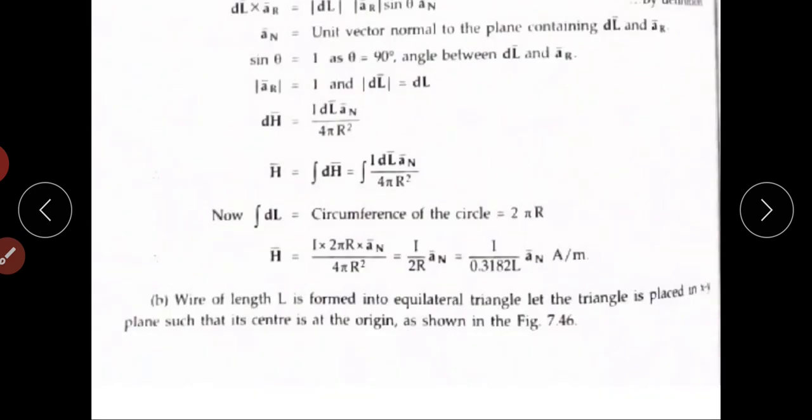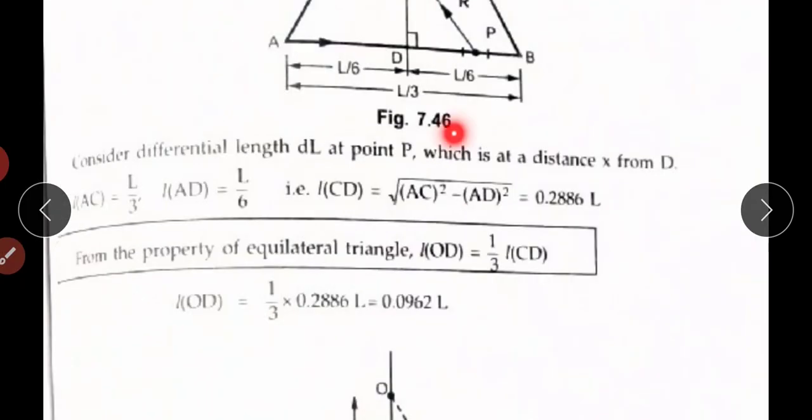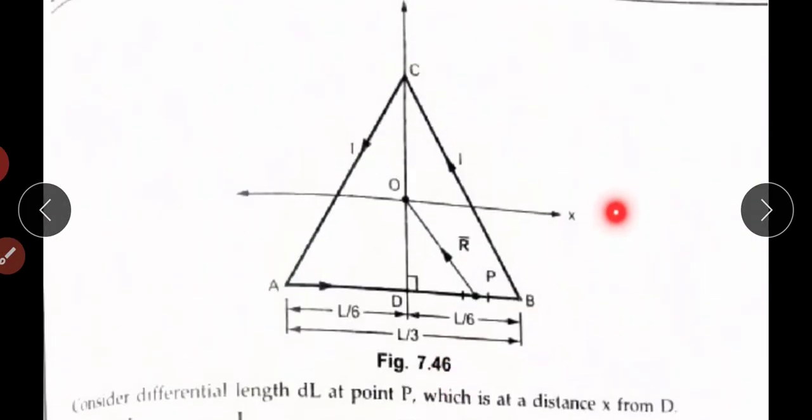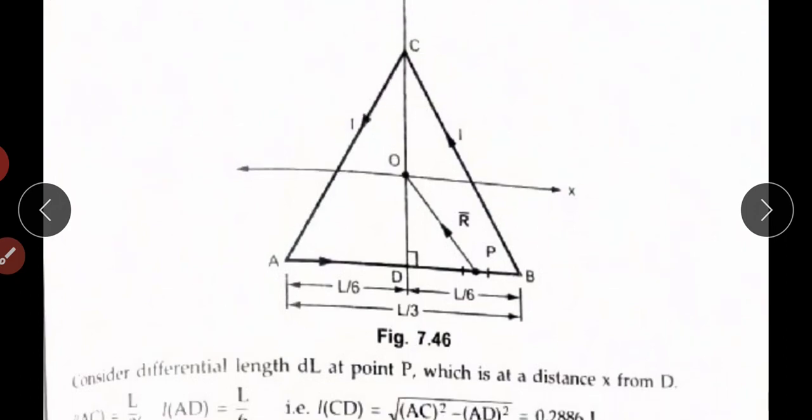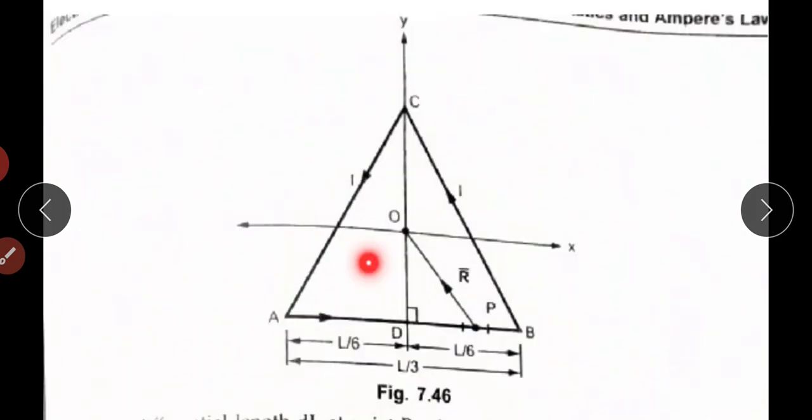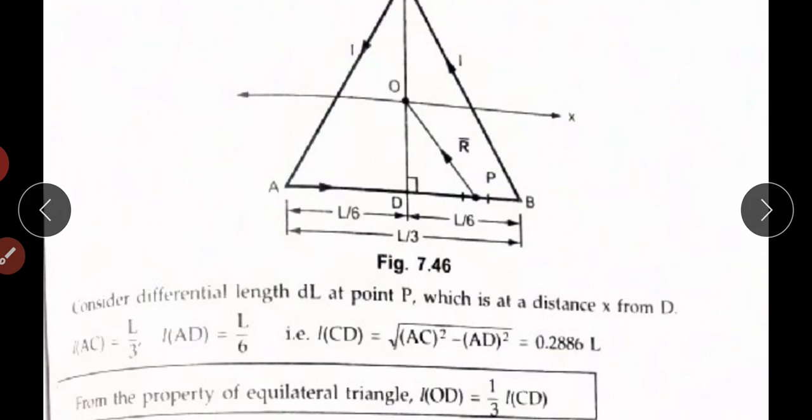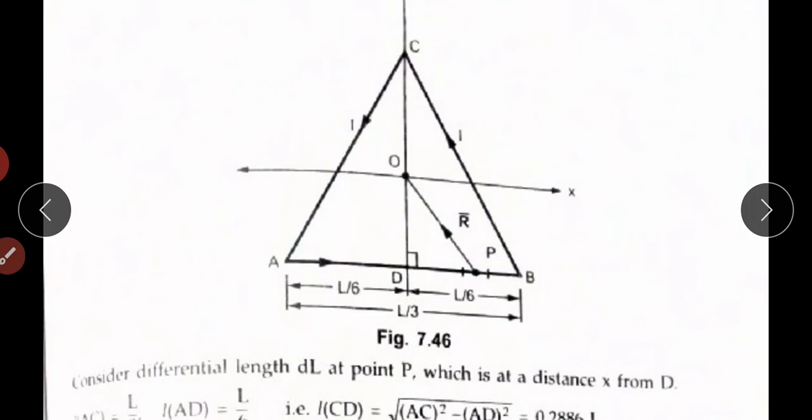Next, second one: a wire of length L is formed into an equilateral triangle. Let the triangle be placed in the xy plane such that the center is at the origin, as shown in the figure. This is the equilateral triangle. Here AB equals BC equals CA. The total length of the conductor equals L meters, and that conductor is formed into an equilateral triangle. So AB equals BC equals CA equals L by 3. Total length equals AB plus BC plus CA, which equals L.